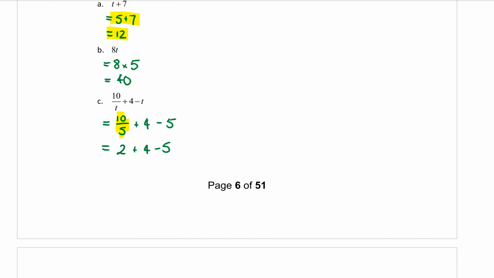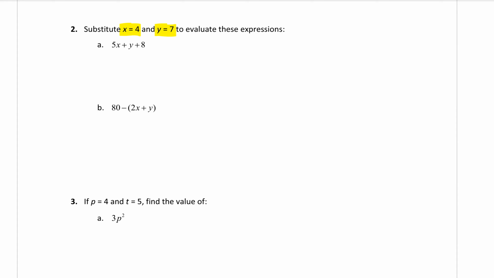Okay, question 2. Now we want to substitute. We have 2 different letters now. We have x is 4 and y is 7. So everywhere there is an x, we want to put the number 4. Everywhere where there is a y, we want to put the number 7, just to complicate things a little bit more. Okay, so we have some new expressions.